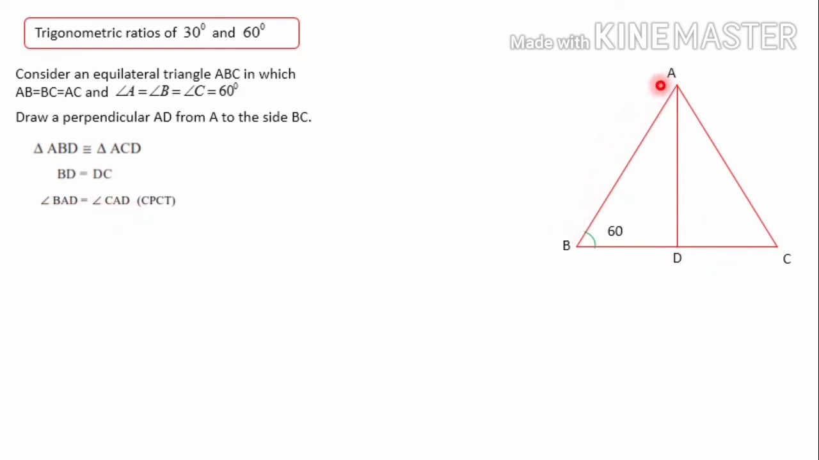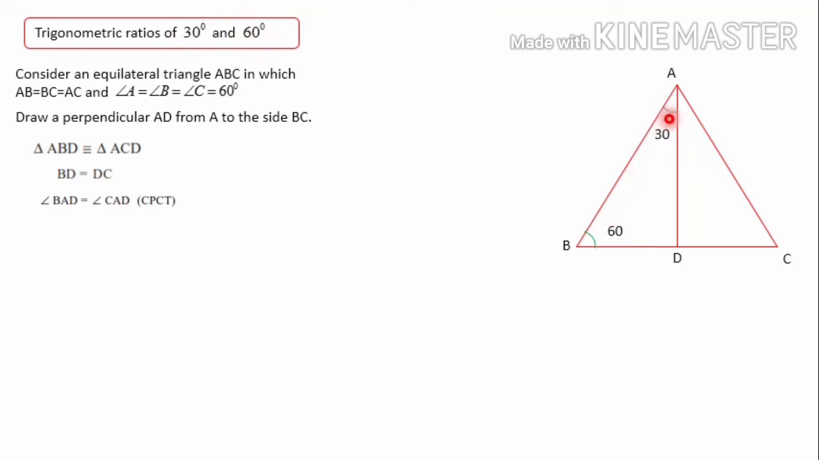Here angle BAD and CAD are equal. Altogether angle A is 60 degrees because it is one of the angles of an equilateral triangle. So angle A is equal to 60 degrees. It is divided into two equal pieces, that is, each angle will get 30 degrees. Now we have to calculate the trigonometric ratios of 30 and 60 degrees.